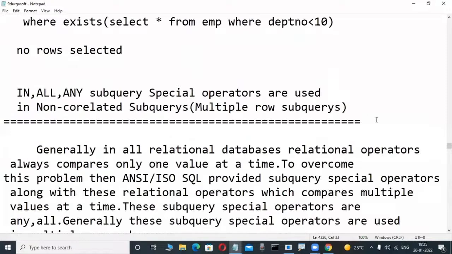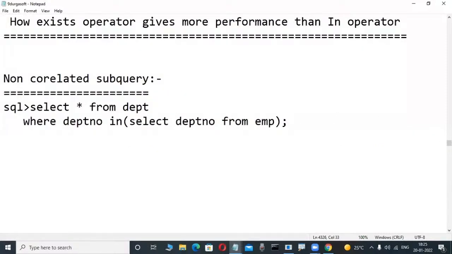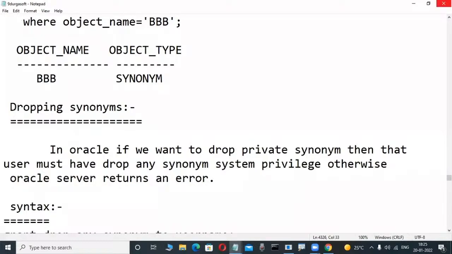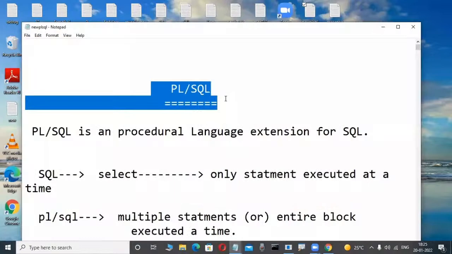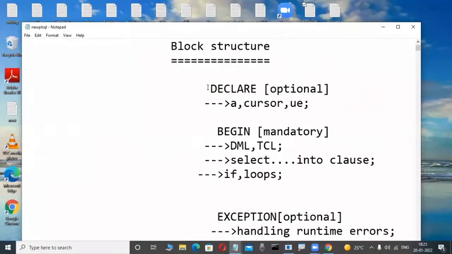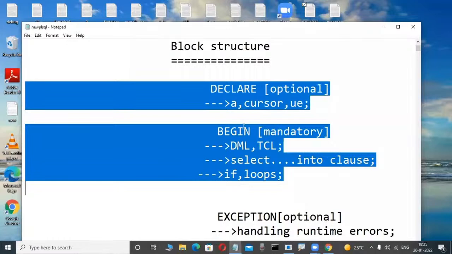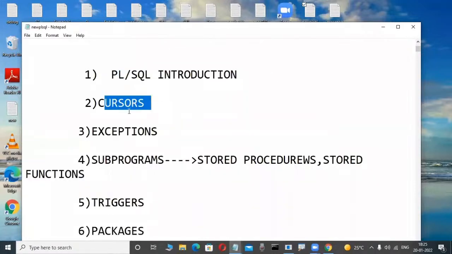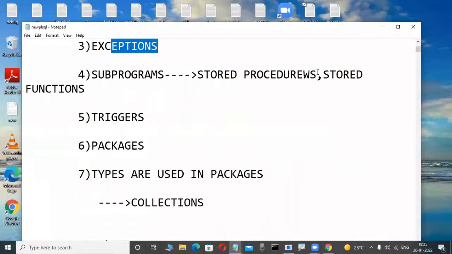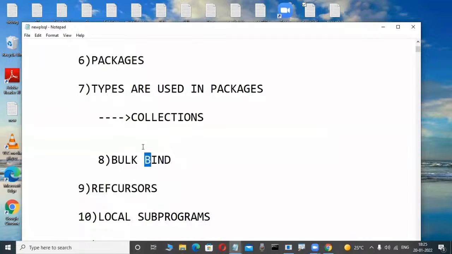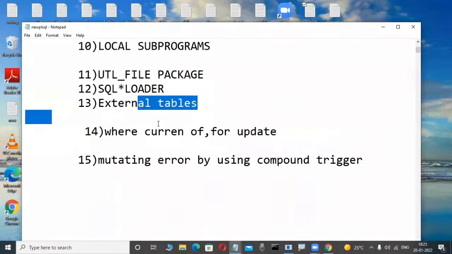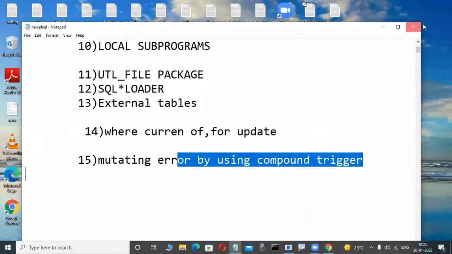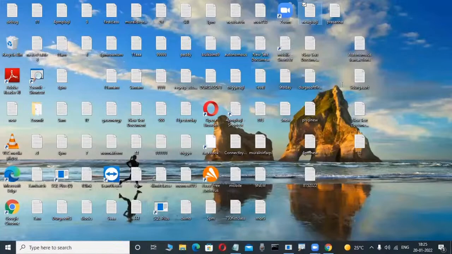Don't worry. Then database objects, so many things are there. We are learning them. These are big concepts. Again, PLSQL means a little bit of coding is there. Don't be afraid. This is PLSQL, where you write a little bit of coding. In PLSQL there are cursors, exceptions, stored procedures, stored functions, triggers, packages, types, collections, bulk bind, ref cursors, local subprograms, UTL file packages, SQL loader, external tables, so many things like this. So much syllabus is there.